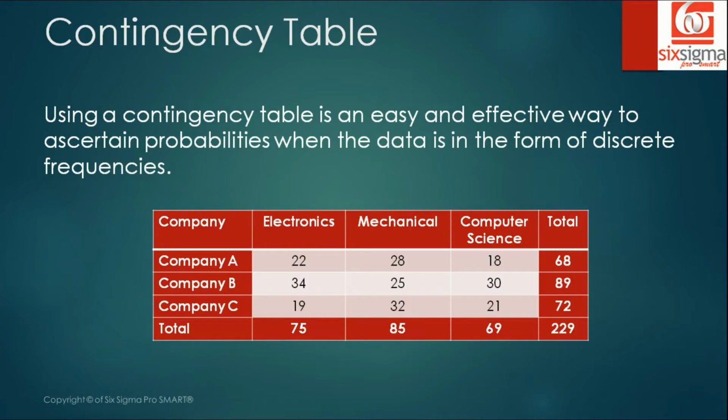So company A has selected a total of 68 people, and this is how the frequencies are distributed: 22 students from electronics, 28 students from mechanical, and 18 students from computer science, and so on and so forth for company B and C. And then we have these totals of rows and columns. So a total of 229 students have been selected in different companies who belong to these three streams where they've studied.